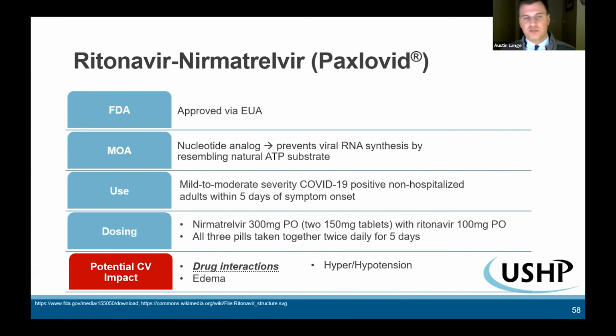It's going to be 3 total pills, 2 of which are the nirmatrelvir, 300 milligrams total, and then ritonavir, 100 milligrams. And this is all 3 taken together twice daily for 5 days. And again, the drug-drug interactions are the important part here, as well as potential edema and hypotension.